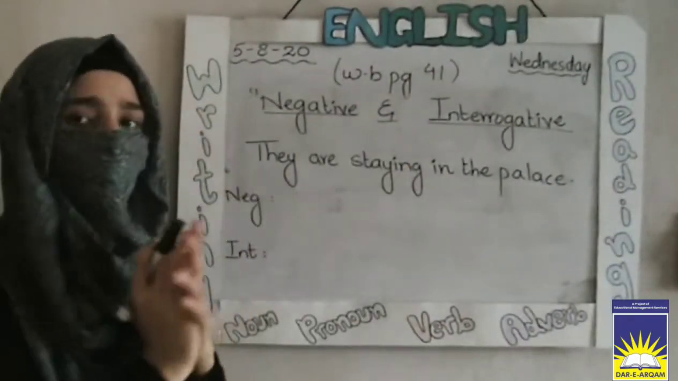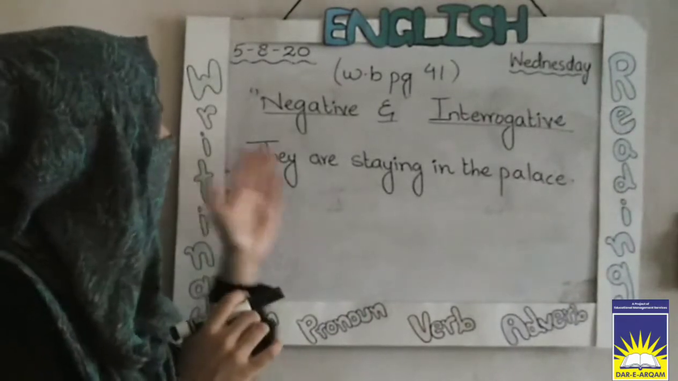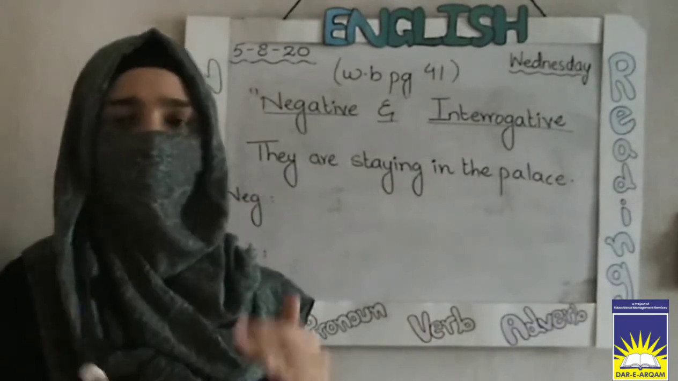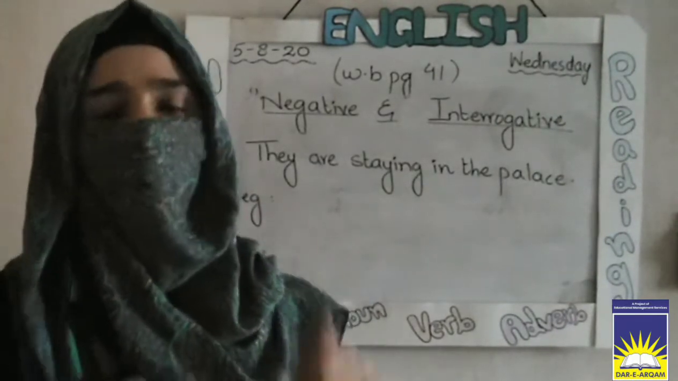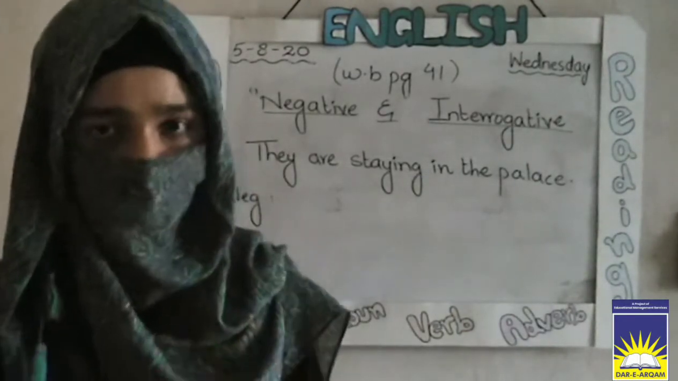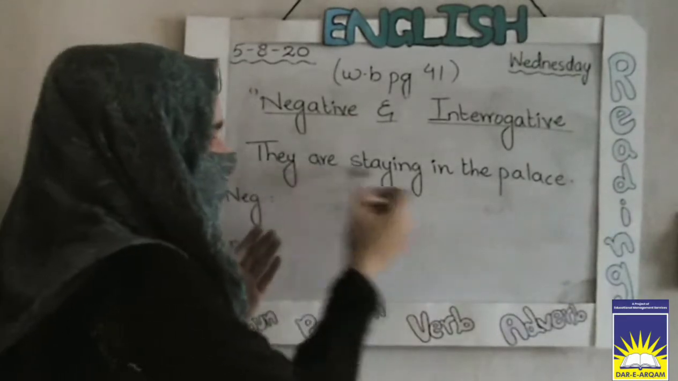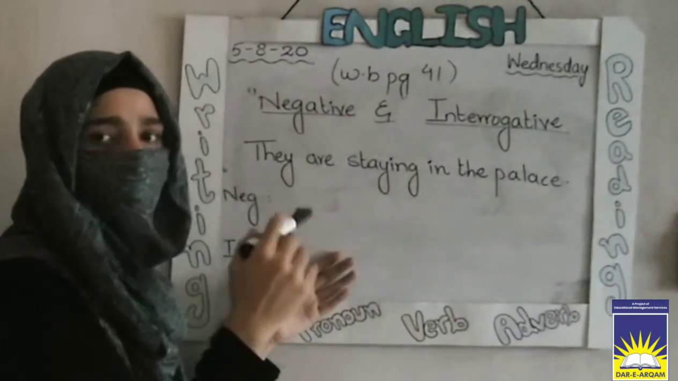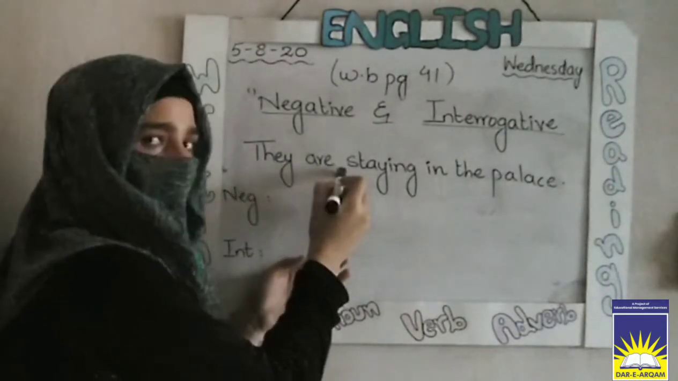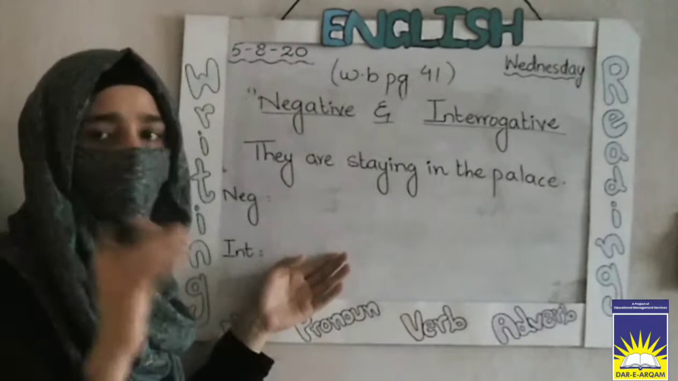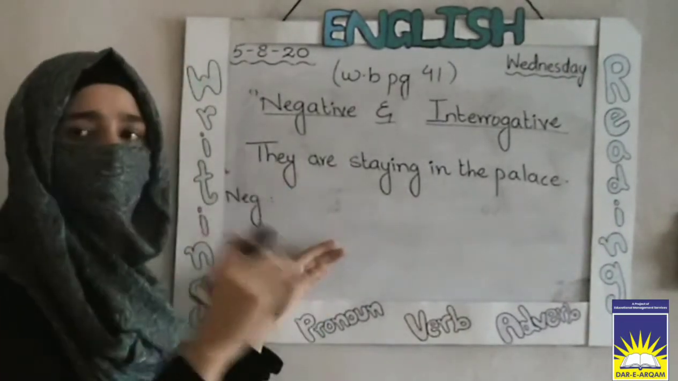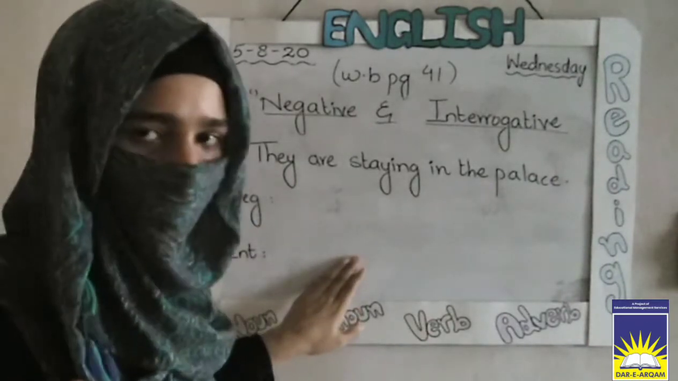I have taken a sentence from the exercise that is given: "They are staying in the palace." Before converting it into a negative or interrogative sentence, you have to look at one thing very carefully: which tense is given. For example, in this sentence, present continuous tense is used. We find it because there is a helping verb "are" and the verb is in the present participle form. So we can easily find out that this sentence is made using present continuous tense.